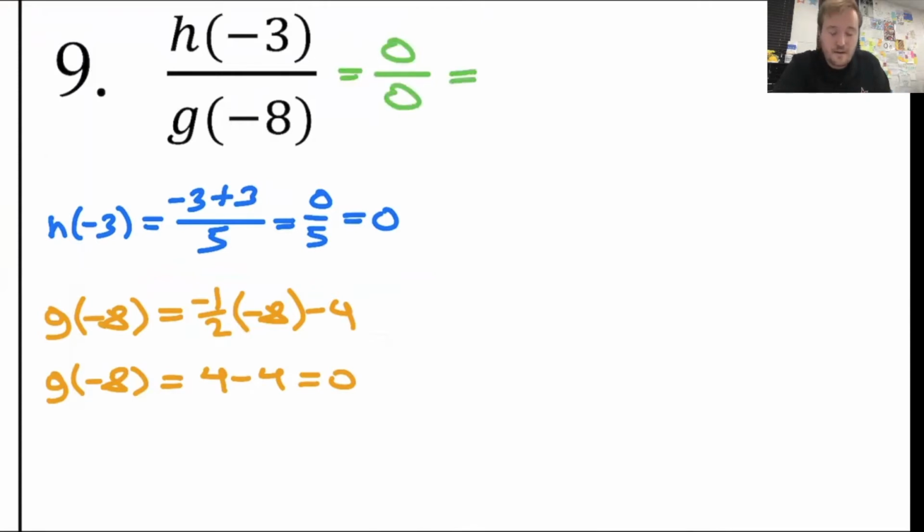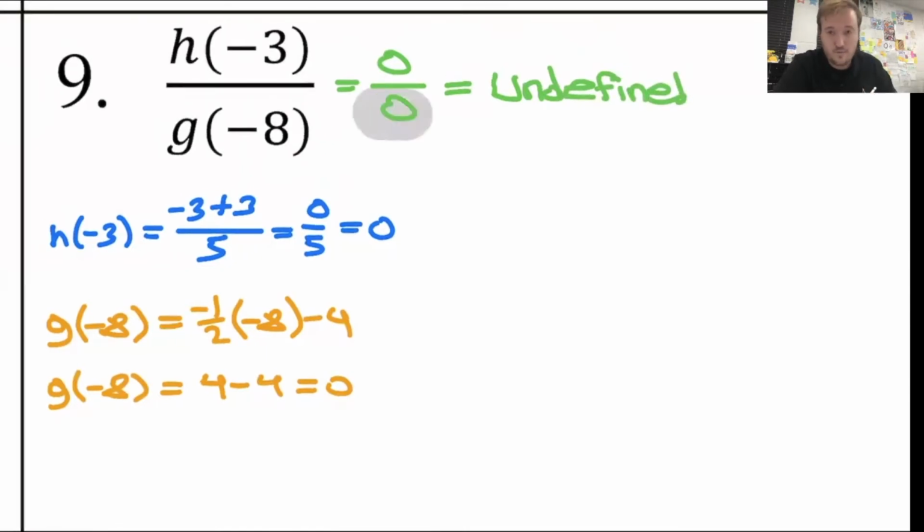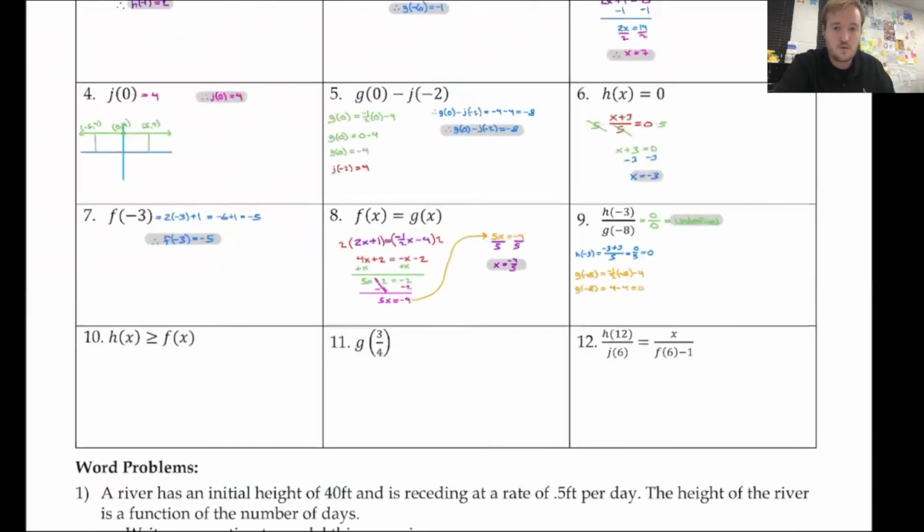Be very, very careful how you answer this. If you answer 0, wrong. If you answer 1, wrong. Your answer is undefined, all because you cannot divide by 0. If you ever have 0 in the denominator, it is undefined automatically. Doesn't matter what the top says. Okay, so this one is undefined, all because you cannot divide by 0.